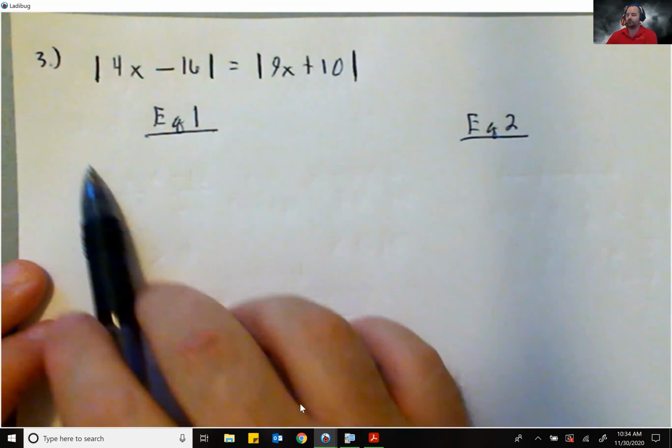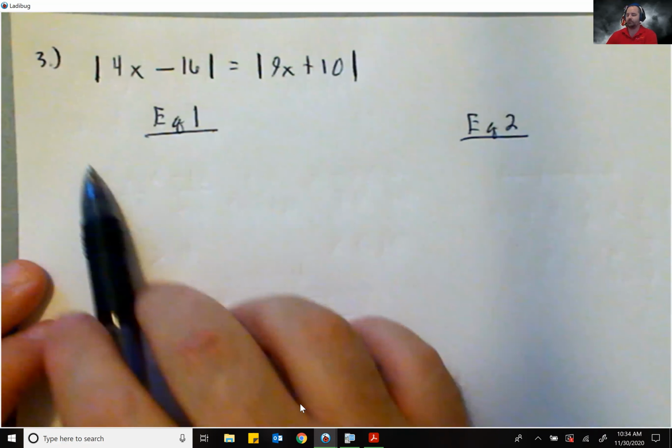4x minus 16 equals... not 0. 9x plus 10. There you go. When you make your first equation, like I said, this is the one that you're all really good at. All you do is just drop those absolute values. So you've got 4x minus 16 equals 9x plus 10. Equation number 1, all you do, drop the absolute values. Drop it like it's hot. And then now we can solve. Let's solve this one real quick.